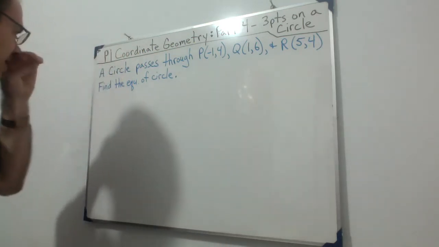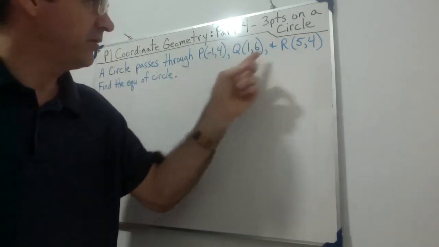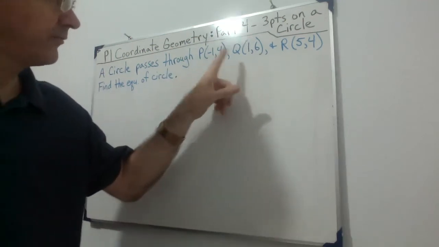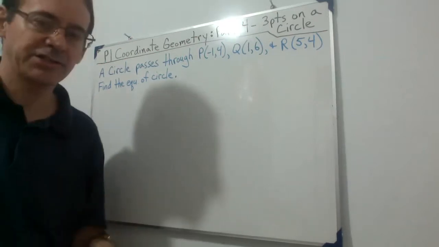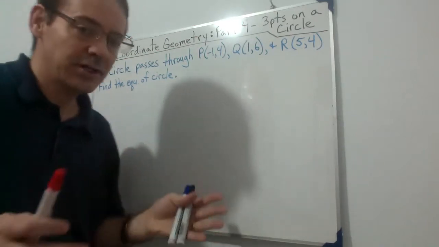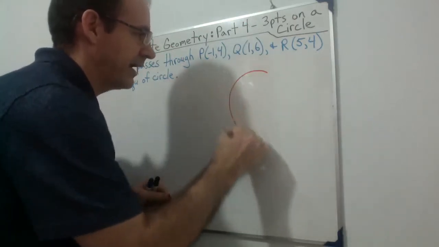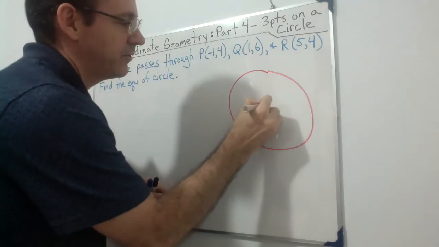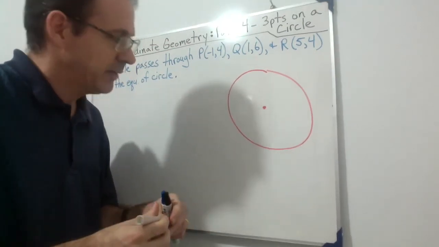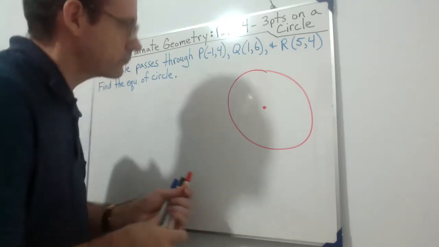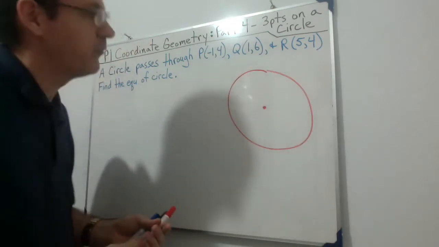So here's the question. It says a circle passes through, and it gives 3 points, P, Q, and R. One is at -1, 4, 1, 6, and 5, 4. Find the equation of the circle. Well, of course, like I've mentioned before, it's always helpful if you draw yourself a little diagram. So here's our circle. It doesn't have to be perfect. We don't know the center and we don't know the radius. We need to come up with the equation. We do know that these 3 points are on the circle somewhere.